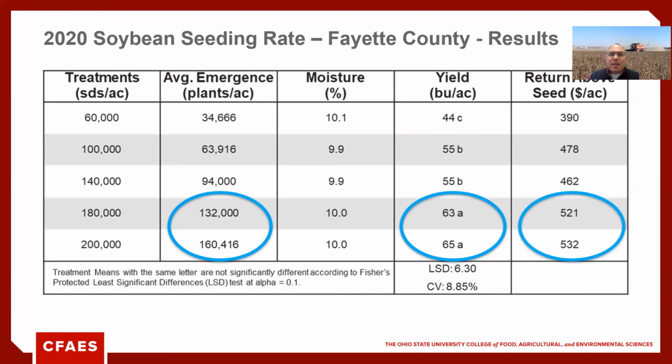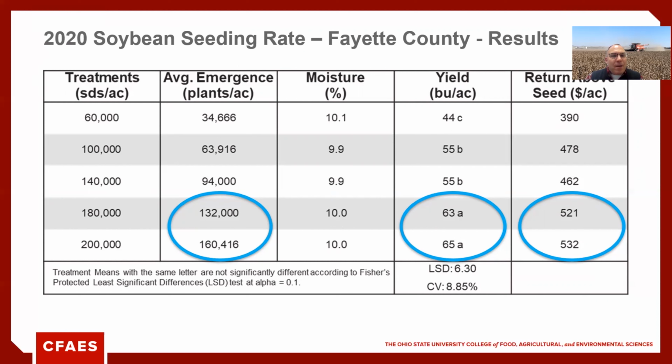And then if you take that a step further and we look at our return above seed cost, in most of these projects, we're trying to show that 200,000 is almost too many seeds to be planting. But in this case, if we look at this and hopefully have a more accurate seed versus emergence number, that 160,000 here returned the most money per acre above seed costs.